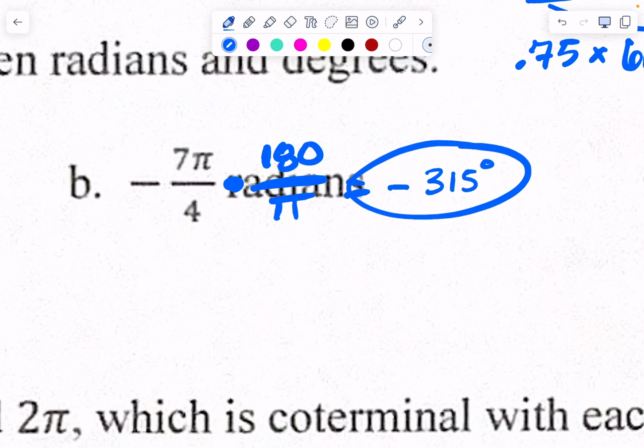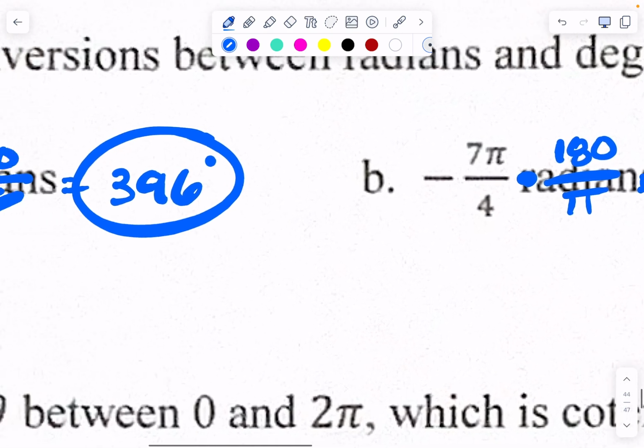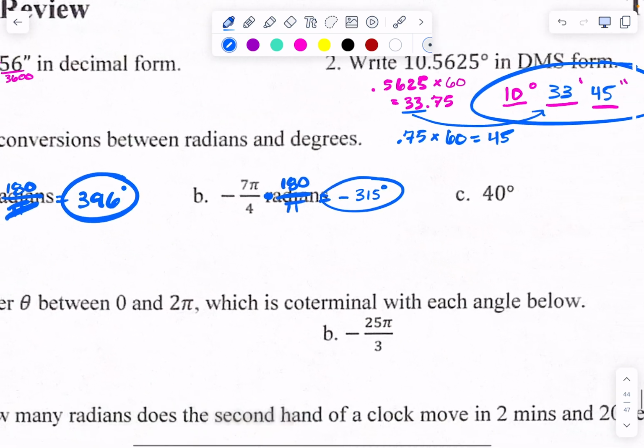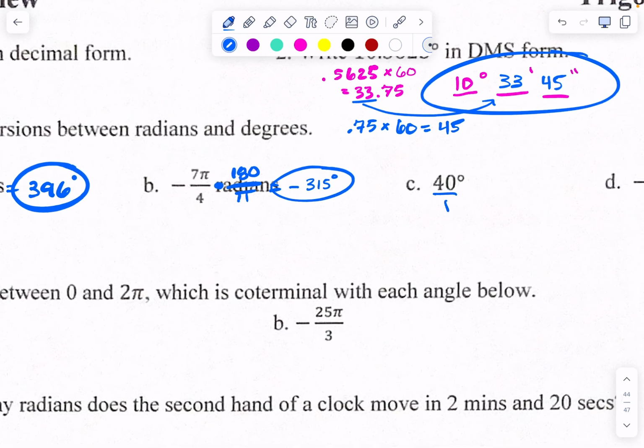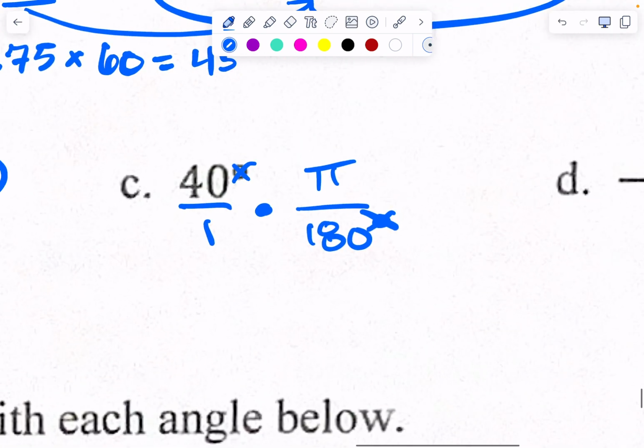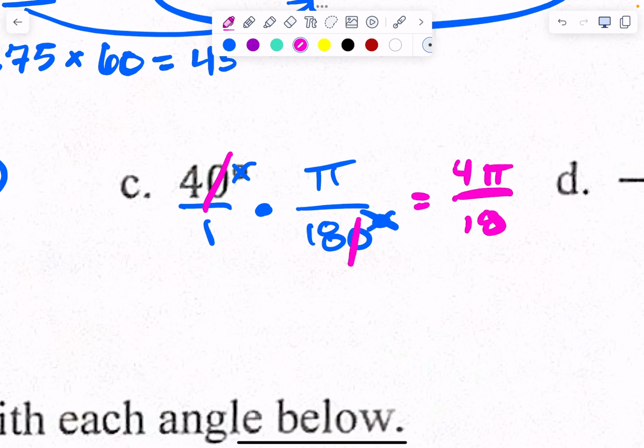Questions about that? Did you get 396 on the A? I'll zoom out. Okay, 40 degrees. I'm going to make that into a fraction, 40 over 1. This one I'm taking times pi over 180 because I want the degrees to cancel. I'm also going to reduce a 0. And I have 4 pi over 18, which reduces to 2 pi over 9.